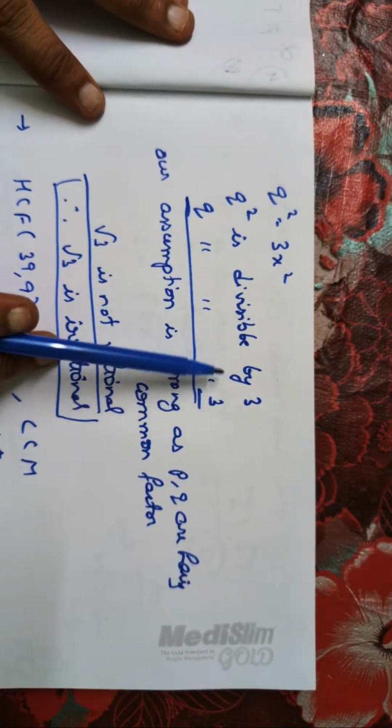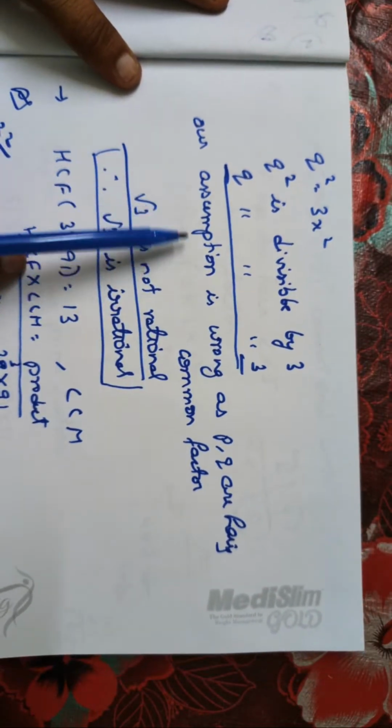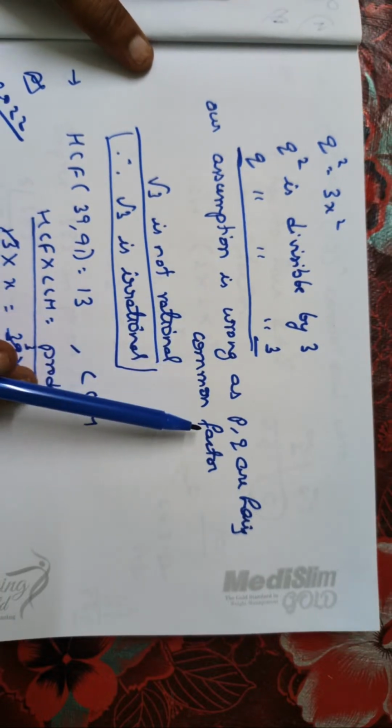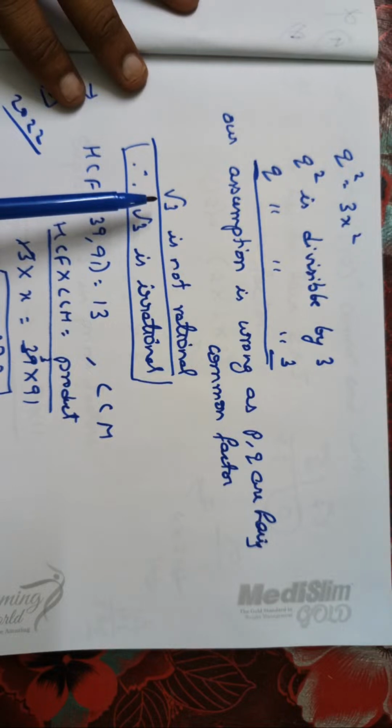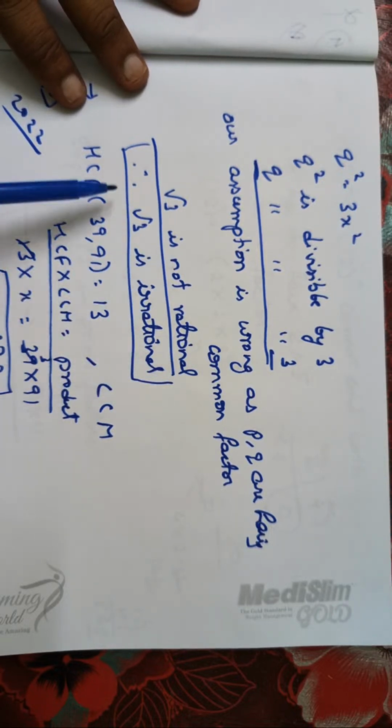Then you will get q square equal to 3x square, so q square is divisible by 3. So q is also divisible by 3. Then our assumption is wrong, that is, p and q are not co-primes. That's why we say the assumption of rational is wrong. So root 3 is not rational, and root 3 is irrational.